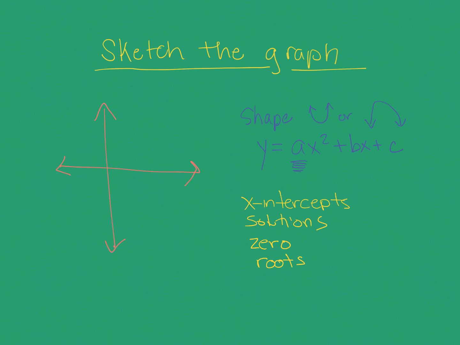So let's say that you found out that the x-intercepts were at (3, 0) and (-2, 0). You would just mark 1, 2, 3, and then -2. Then you would look at your a value, and let's pretend that your a value was negative. If your a value is negative, then you would simply sketch that parabola with the correct shape and the correct intercepts. At this point, that's all that we're doing, just a sketch of the graph.